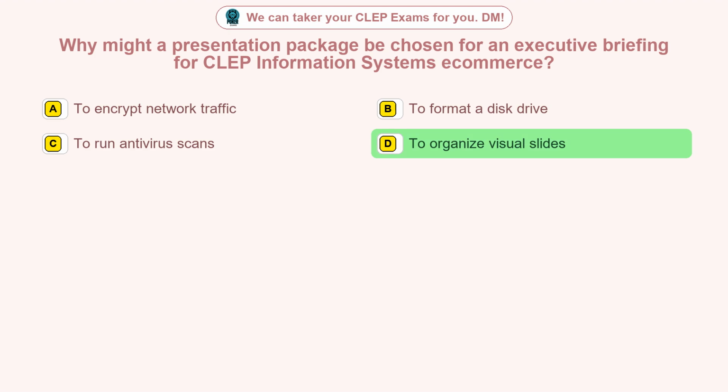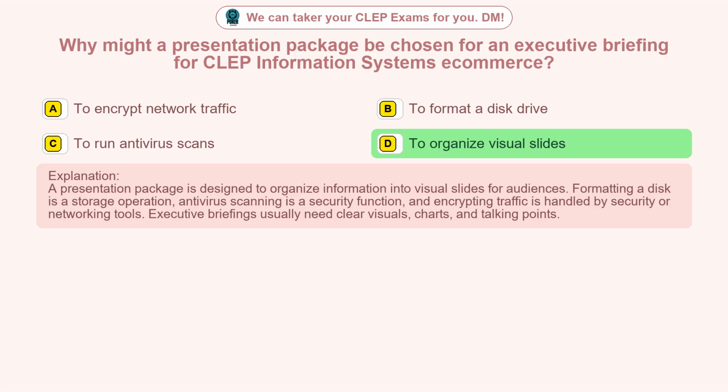To organize visual slides. A presentation package is designed to organize information into visual slides for audiences. Formatting a disk is a storage operation, antivirus scanning is a security function, and encrypting traffic is handled by security or networking tools. Executive briefings usually need clear visuals, charts, and talking points.